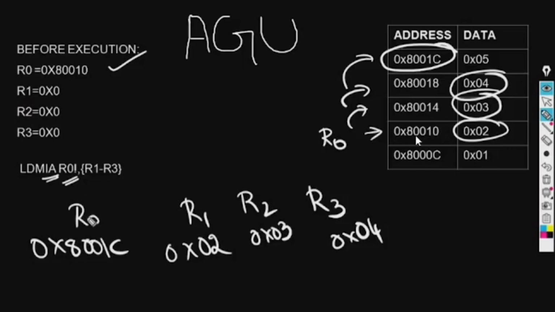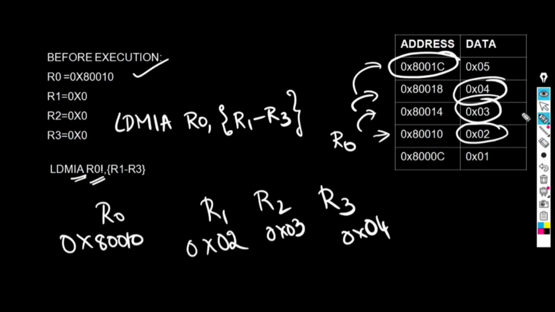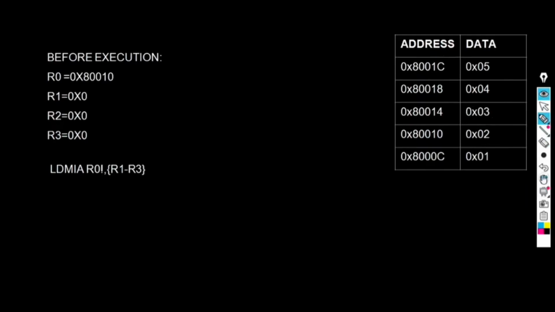So throughout, when I show the address getting incremented or decremented, it's not the actual base register content getting updated. Those are the addresses generated by the AGU, or the address generation unit, in order to store the next set of data or in order to load the next set of data.